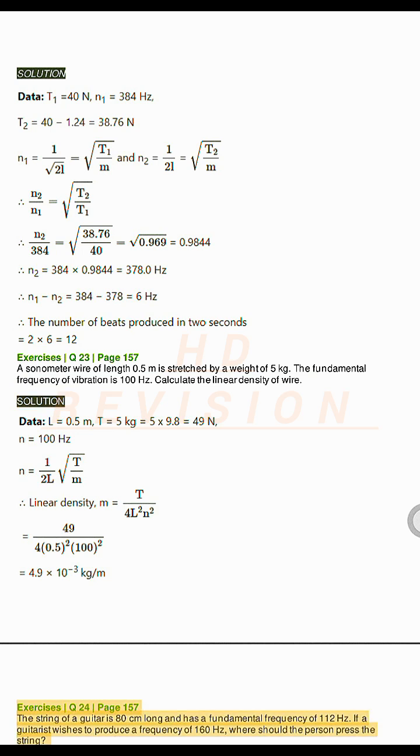Solution. Exercises Q24, page 157. The string of a guitar is 80 centimeters long and has a fundamental frequency of 112 Hz. If a guitarist wishes to produce a frequency of 160 Hz, where should the person press the string? Solution.